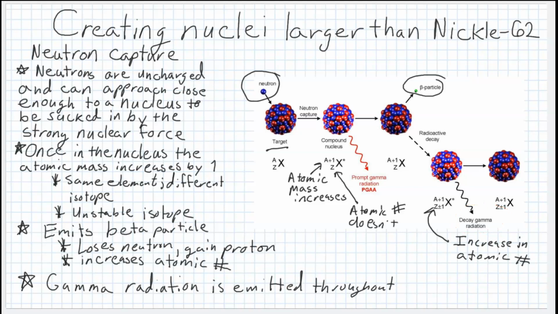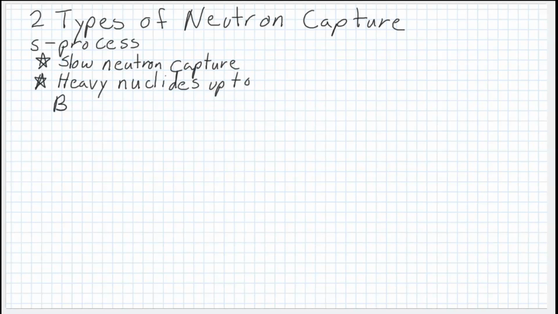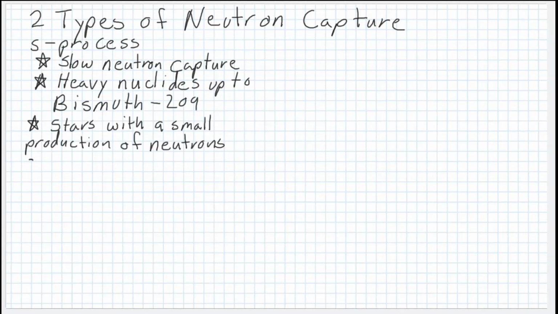Alright, now let's look at the two types of neutron capture. The first type of neutron capture is the S process. The S stands for slow. This can create heavier nuclides up to bismuth 209. This occurs in stars with a small production of neutrons, which are sometimes produced as a byproduct of making carbon, oxygen, and silicon.